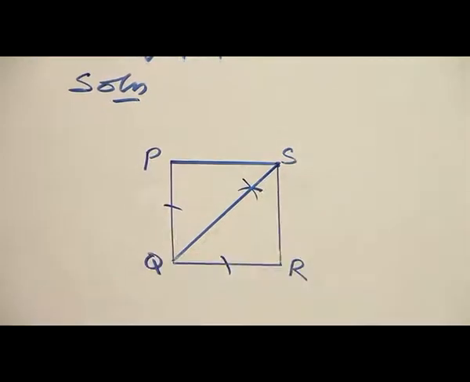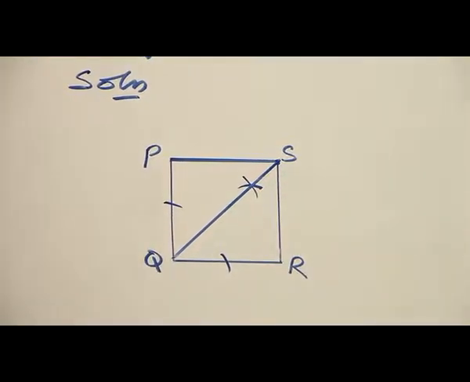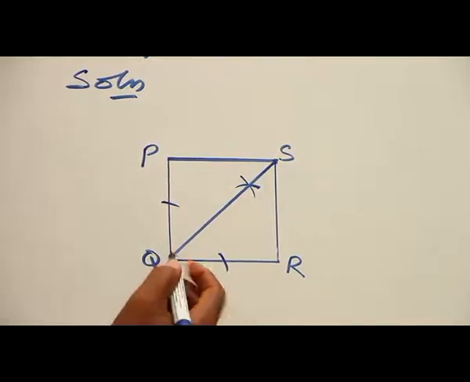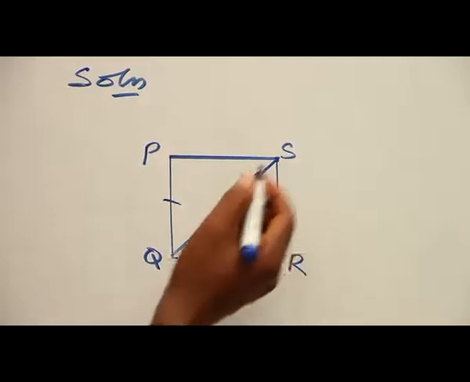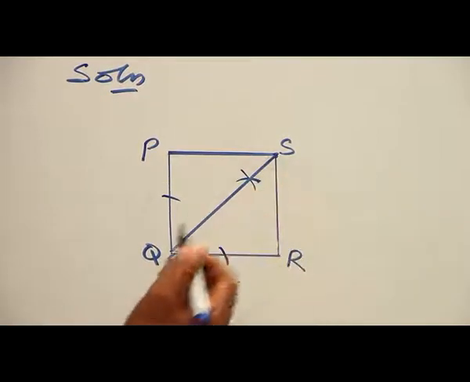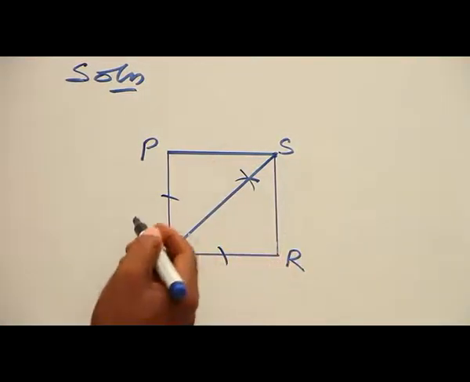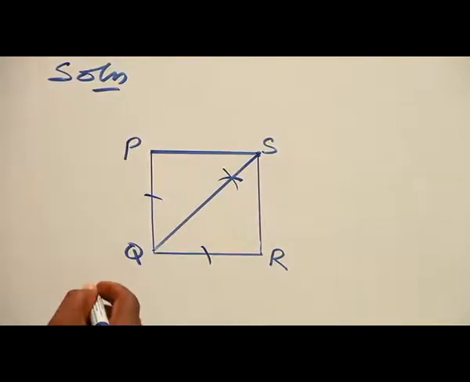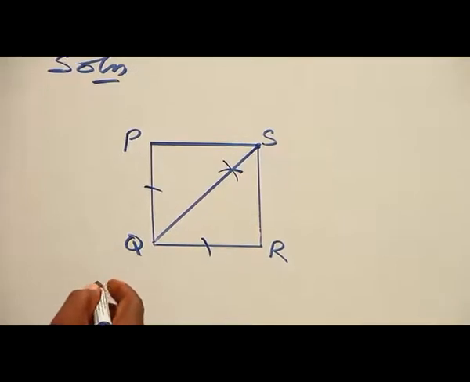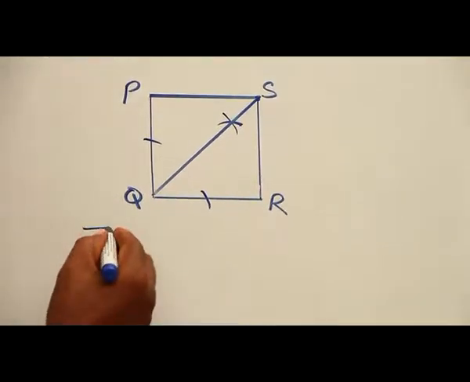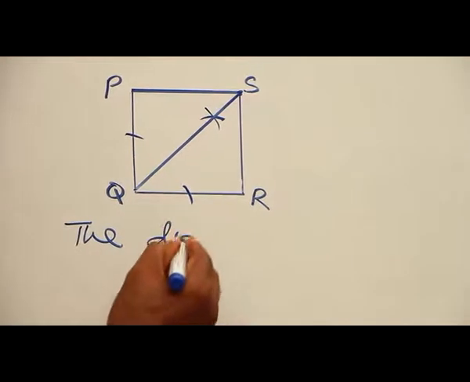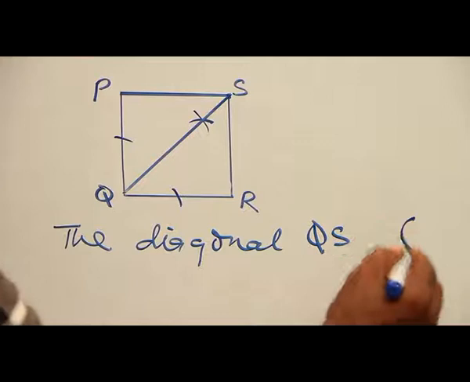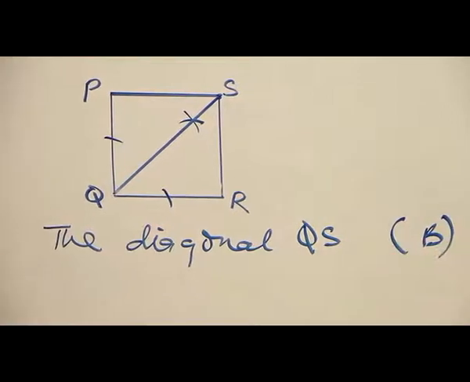Good. Now you discover that we have bisected this angle 90 degrees, and the line from Q to S is actually the diagonal of the square PQRS. So the answer to this is option B, the diagonal QS. So the answer is the diagonal QS, which is option B.